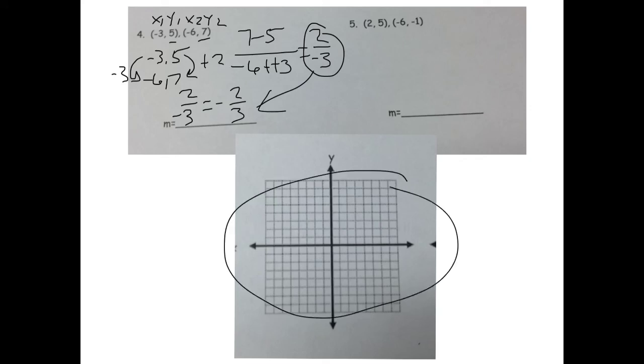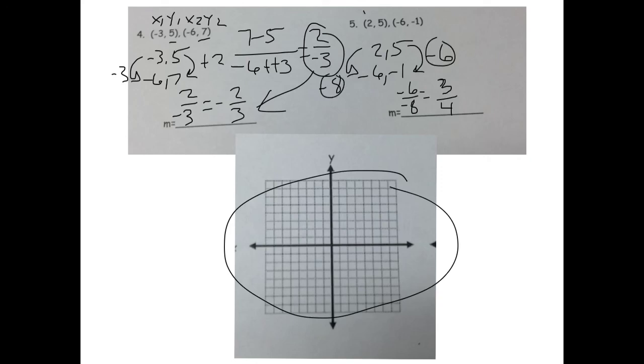And at any time, if you need to check them on these graphs down here, you're more than welcome to. If I stack them, 2, 5, negative 6, negative 1. From 5 to negative 1 is down 6. From 2 to negative 6, that might be a little bit tricky. It's down 8. So it's negative 6 over negative 8. Negative 3 goes into both of them. Sorry, negative 3 doesn't. Negative 2 does. So that's 3/4.